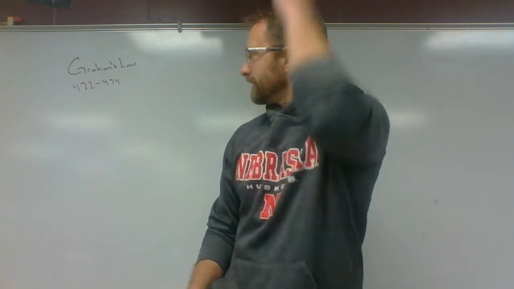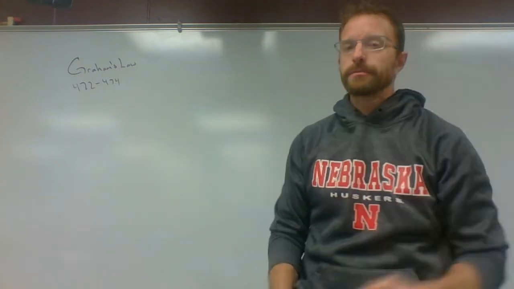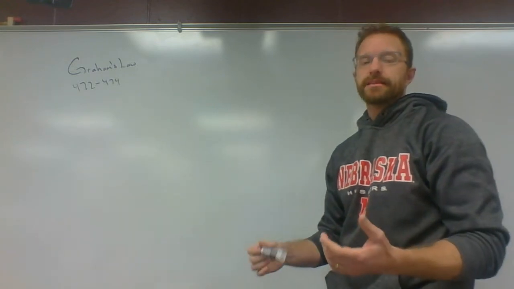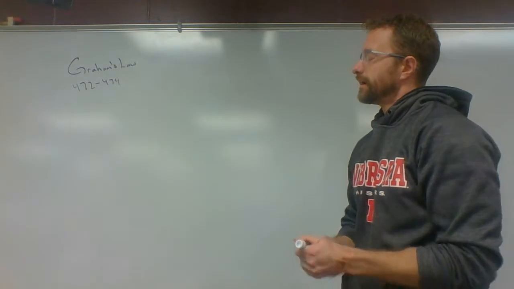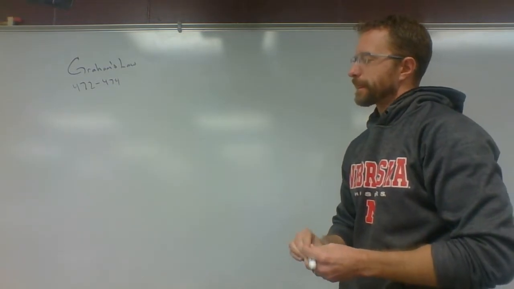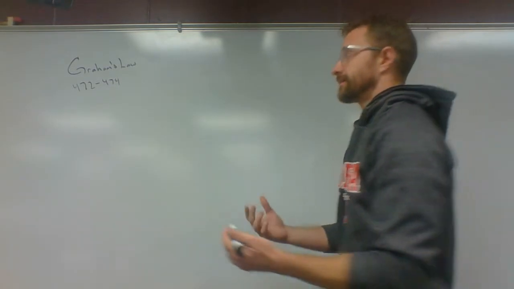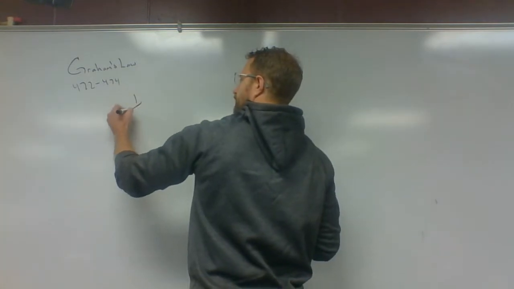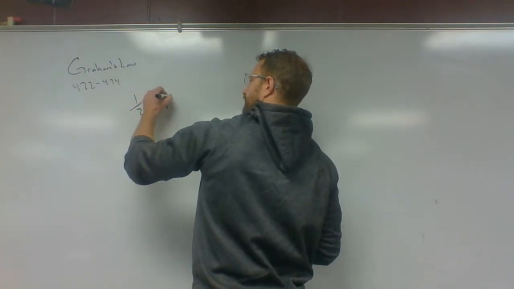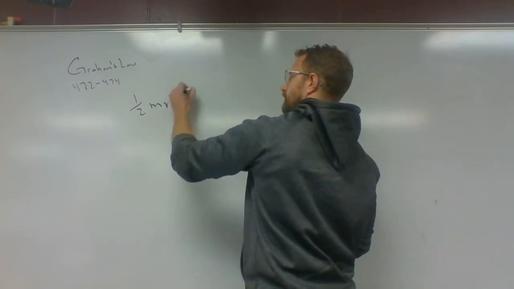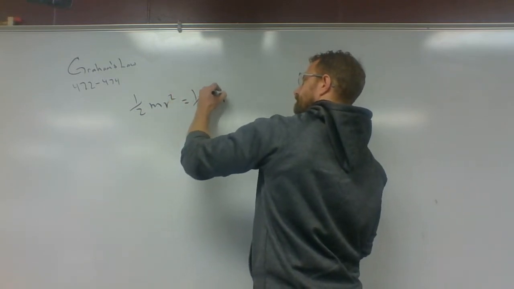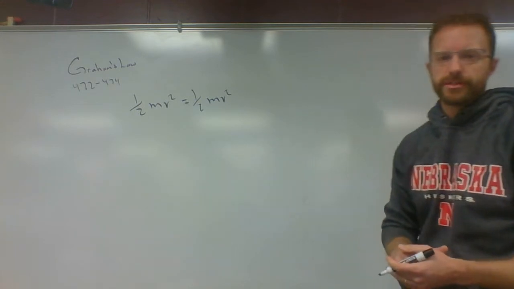So anyway, that's the idea of Graham's Law of effusion. It comes from the idea that at the same temperature, if 2 gases are in the same place, they're going to have to be at the same temperature, they have the same kinetic energy. So if they're at the same temperature, they have the same kinetic energy. The kinetic energy equation is 1/2 mv squared. So if they have the same kinetic energy, we could just set those equal to each other: 1/2 mv squared equals 1/2 mv squared.